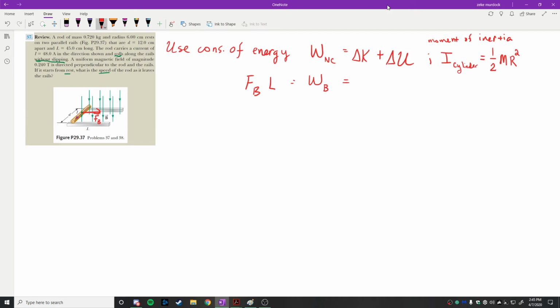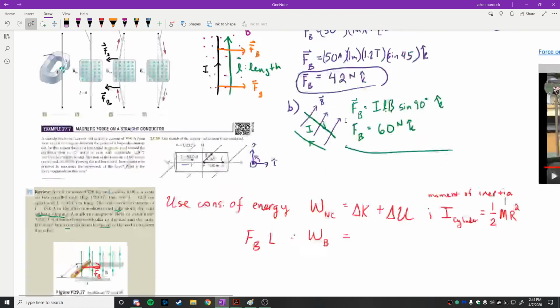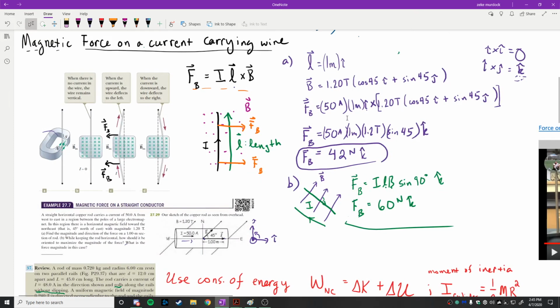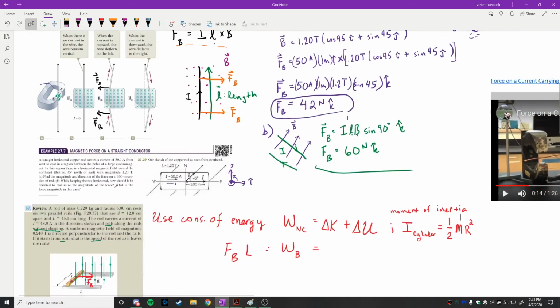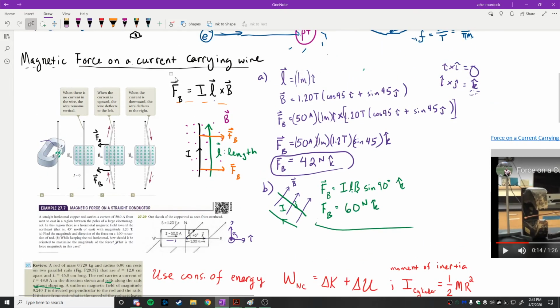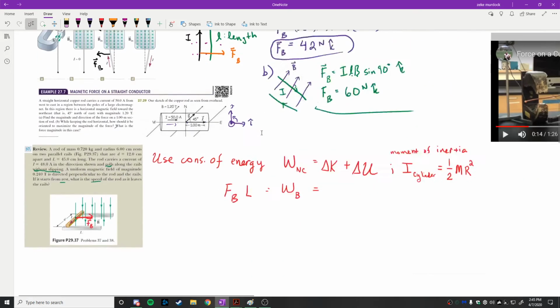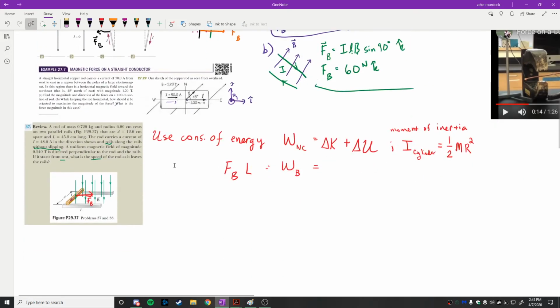Okay, give it a shot. See if you can solve this problem. Oh, and the magnetic force is given right there. Let's zoom out just a little bit so you can see everything. But there's our magnetic force equation right there. Let me know if you have any questions.